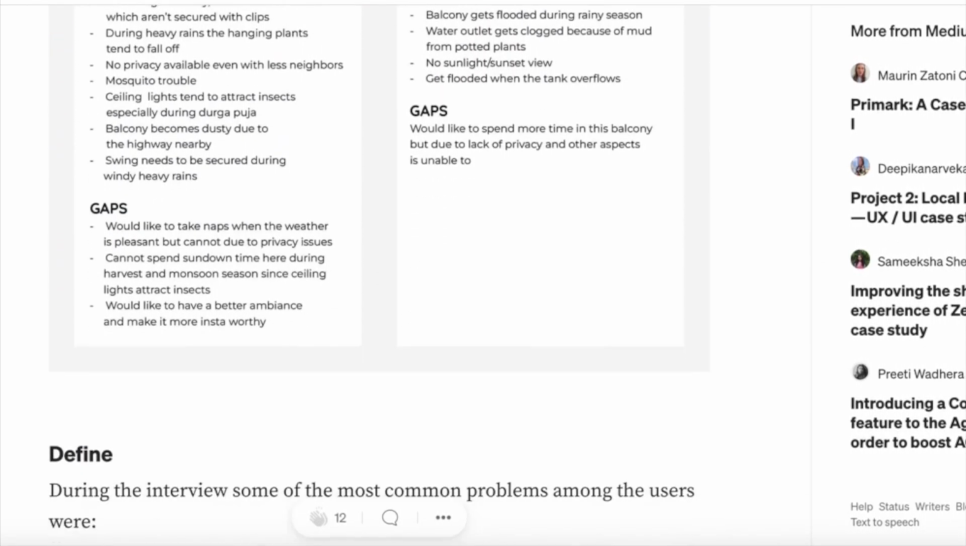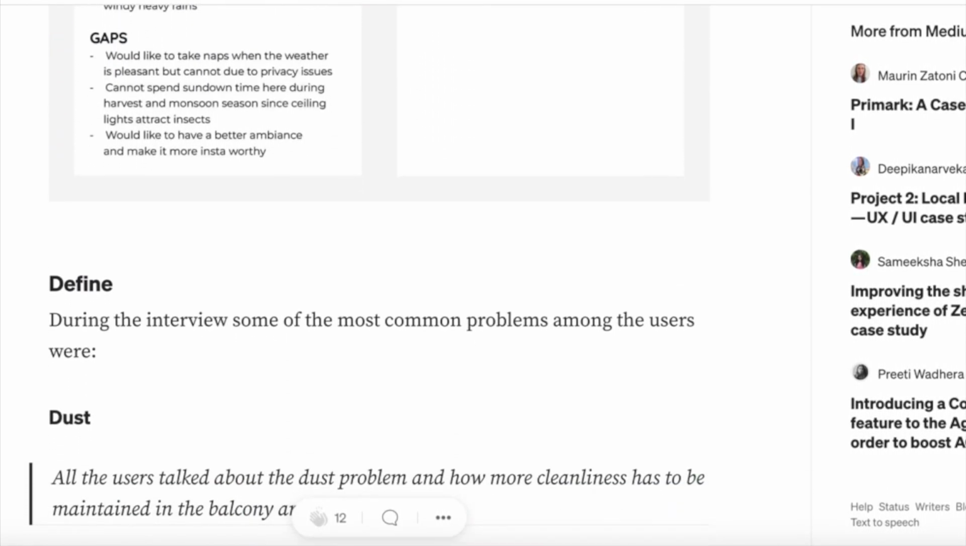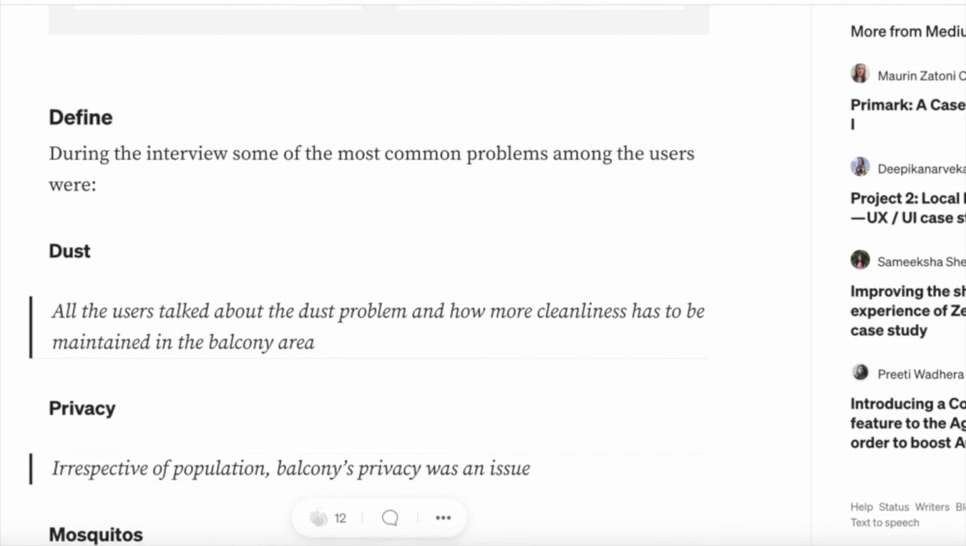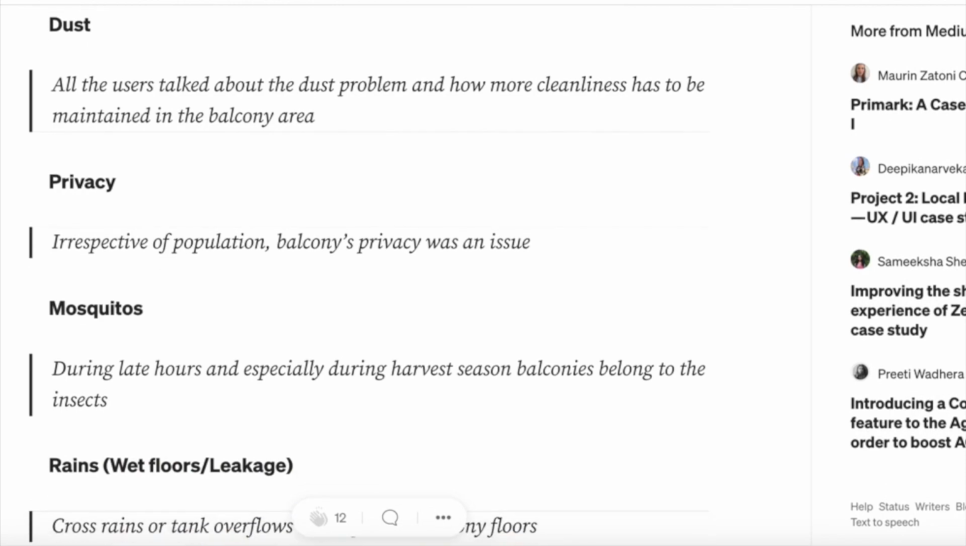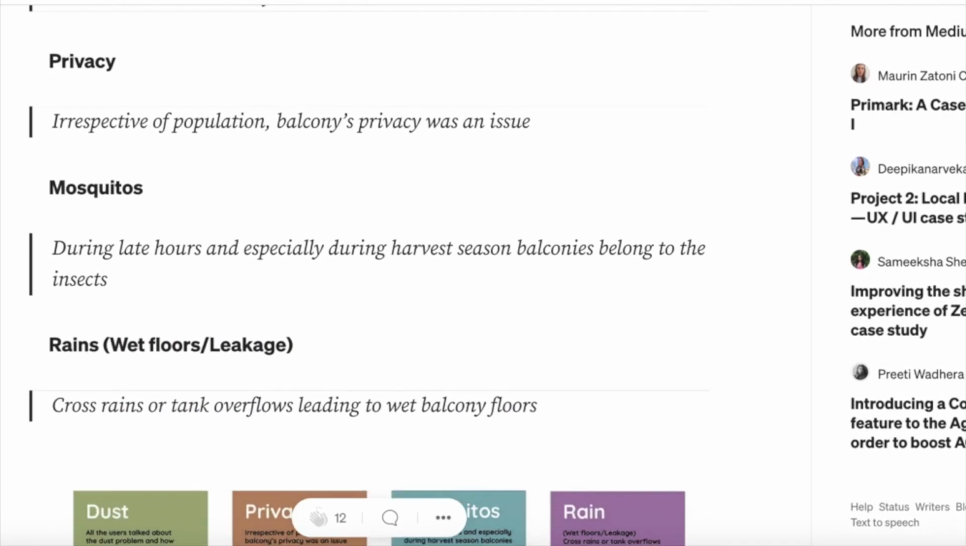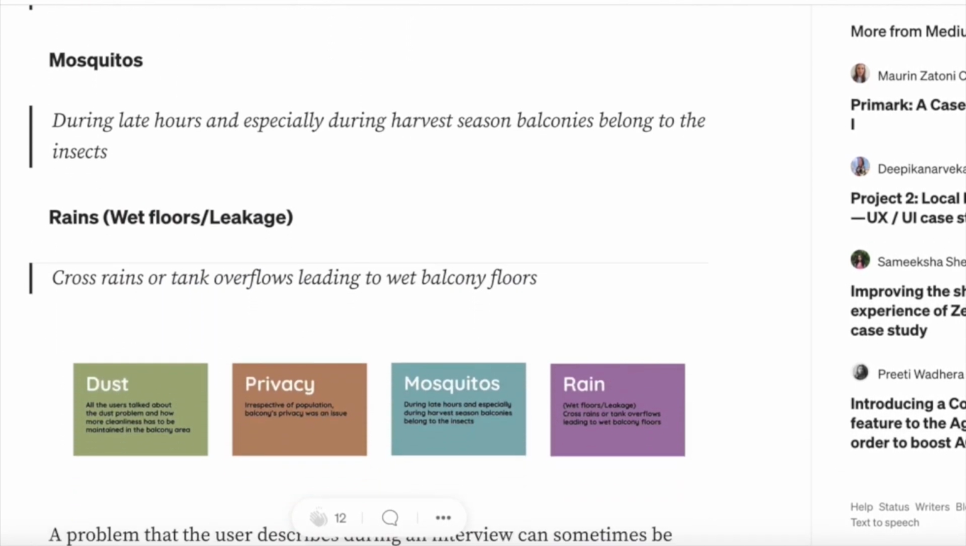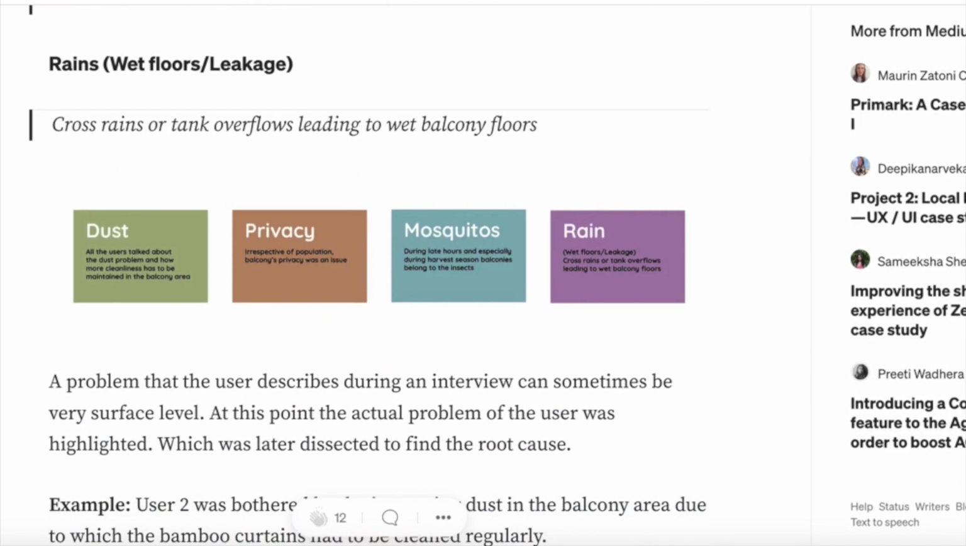The next step was to define user problems. Based on all the interviews, the most common problems faced by all users were dust, privacy, mosquitoes, and rain or water leakage. Some of the problems mentioned by the users were very surface level.